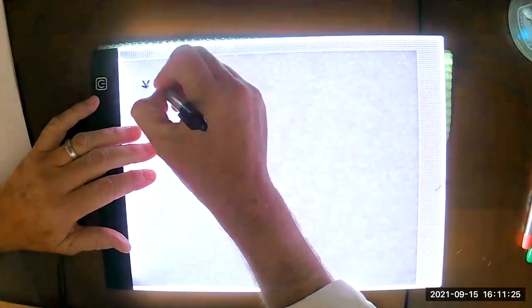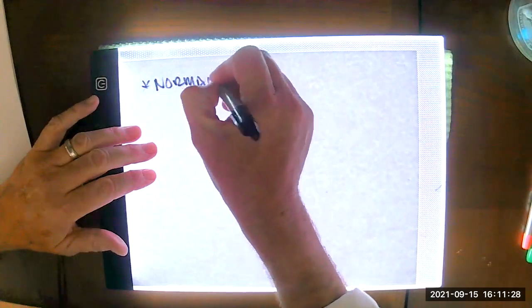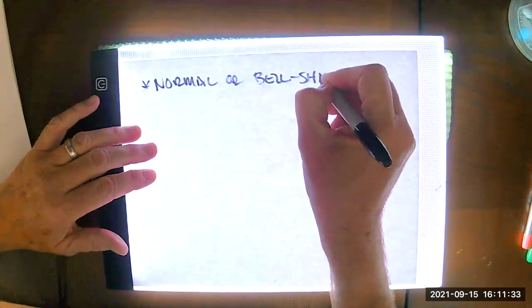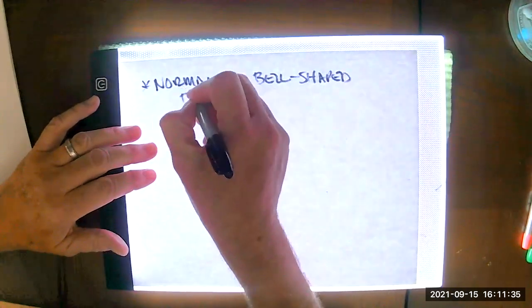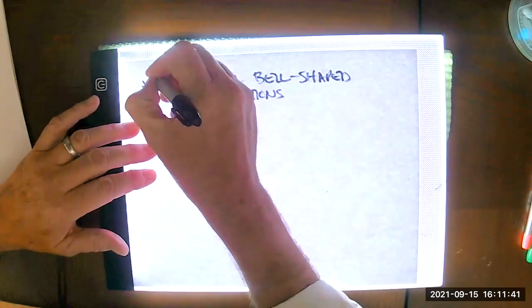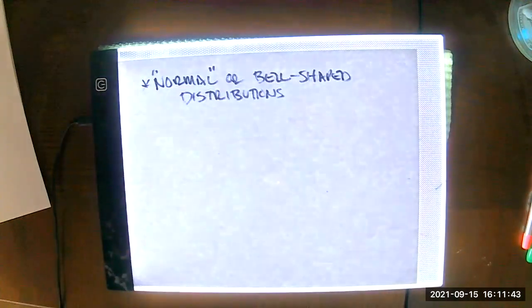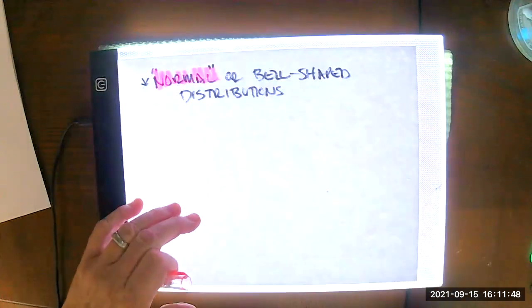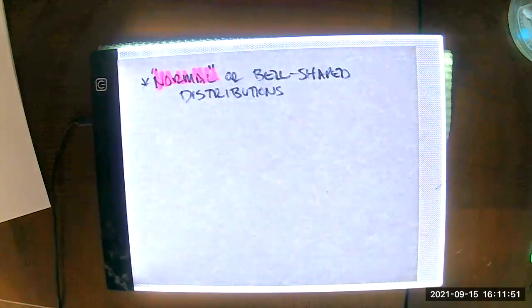All right, so one more little bit of review, and then we'll get to the empirical rule. Normal or bell-shaped distributions. We usually use the word normal. We like bell-shaped because it's very visual.